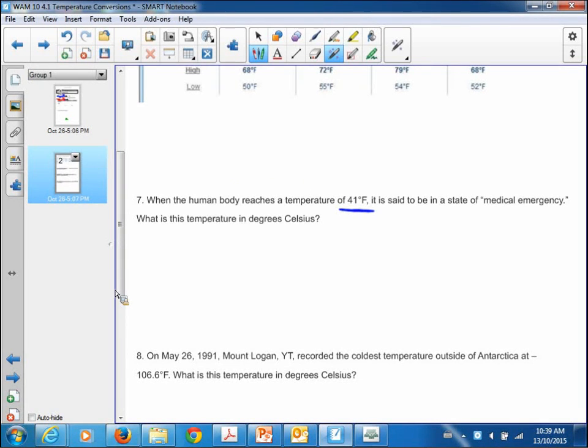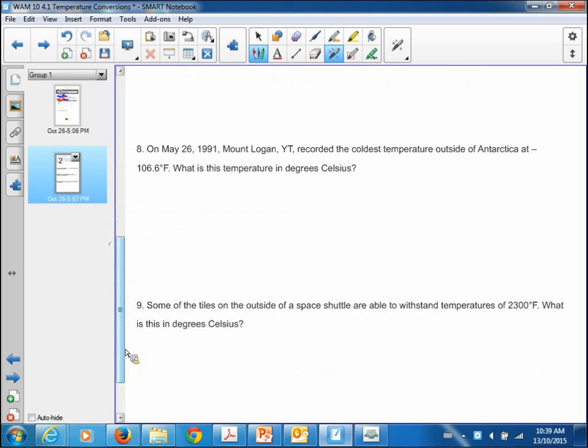Temperatures. If you are this cold, 41 degrees Fahrenheit, you're in medical emergency. What's that degrees Celsius for you? And another couple of word problems to try too. That's a minus, by the way, that's carried over. It's just on here, minus 106.6 Fahrenheit, but it's there, just the way it typed up. What's that temperature in Celsius? Some of the tiles on the space shuttle can withstand temperatures extremely high, 2300 Fahrenheit. What's that? Some more conversions, word problems as well.